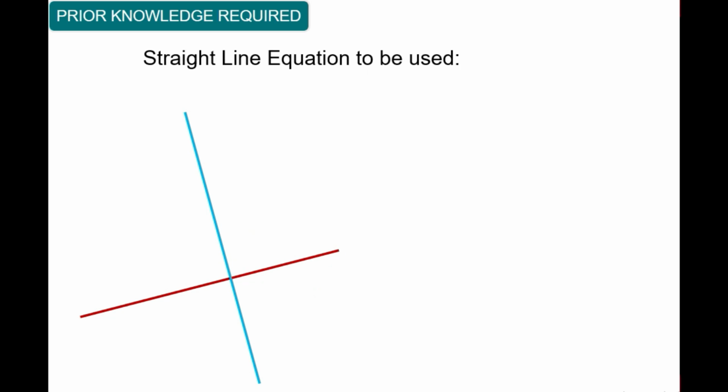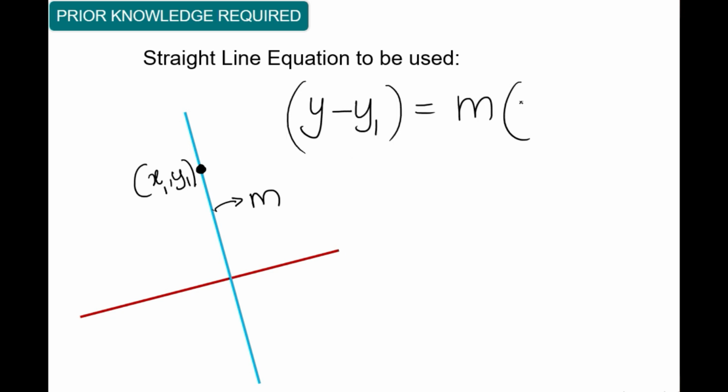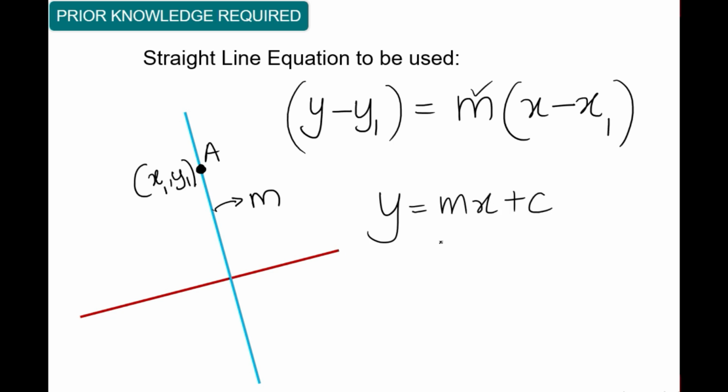Next is the straight line equation to be used. Considering a point on the blue line, x1, y1, and assuming the gradient to be m for the line in blue, the straight line equation is y minus y1 equals m times x minus x1. This is used when you know a coordinate on the line and the gradient. You substitute the values for the coordinates and the gradient, rearrange, and finally get the answer in the form y equals mx plus c.